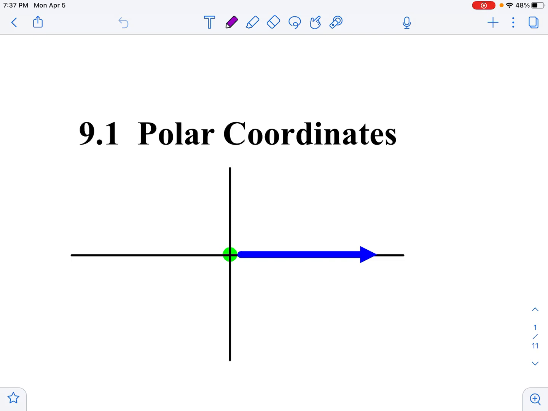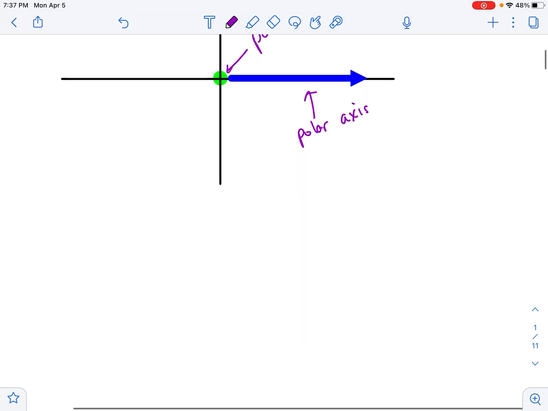When you're talking about polar coordinates, the words like x-axis, y-axis, and origin are going to change a little bit. What we would consider the origin is called the pole. And then the x-axis is considered the polar axis. Those are just a couple vocab words that we will use throughout the chapter. So the pole is the same as the origin, and the polar axis is the same as the x-axis.